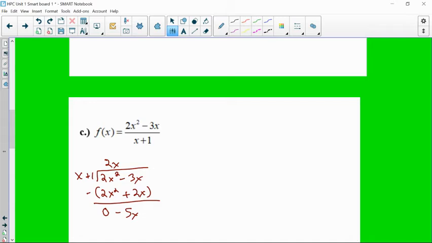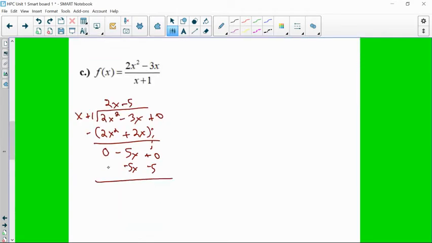And then we go one more time, because there's technically a 0, so we could bring that down, plus 0. And then x goes into negative 5x negative 5 times. So that's negative 5x minus 5. So then we subtract one more, and then we get 0 minus negative 5, which is positive 5. So this is our remainder.